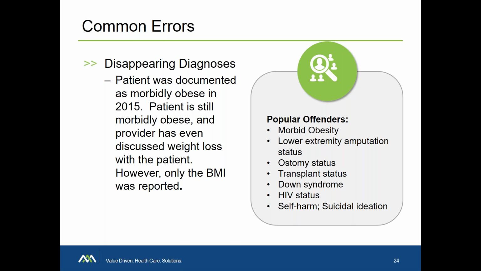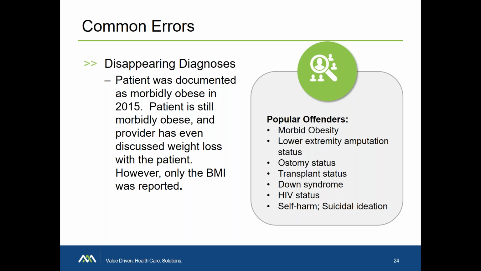So one of the most common ones is morbid obesity. If a patient was diagnosed as morbidly obese in 2015 and the medical record actually states that they are morbidly obese, the patient's coming back now and they're still morbidly obese. The provider even discussed weight loss with the patient, but there's only a BMI reported. So that could have been taken back to the provider to confirm, is the patient still considered morbidly obese? And if so, then that should be coded within the claim itself.